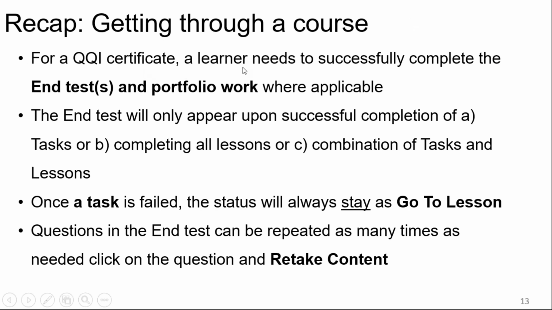As a learner, you need to make sure that you successfully complete the end test and portfolio work. The end test will only appear upon successful completion of tasks, which is what I've done, or completing all the lessons, or a combination of tasks and lessons. Once a task has failed, the status will always stay as go to lesson. And then once that end test does appear, there's questions that have to be done, and they can be repeated as many times as needed by clicking on retake content. Okay, I'll show what that looks like as well.